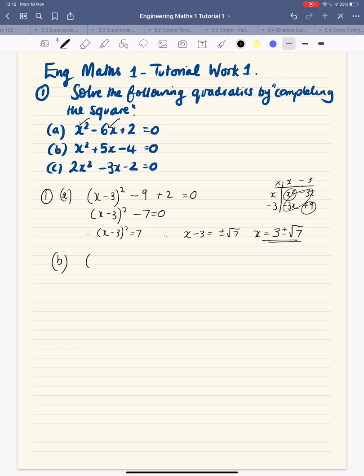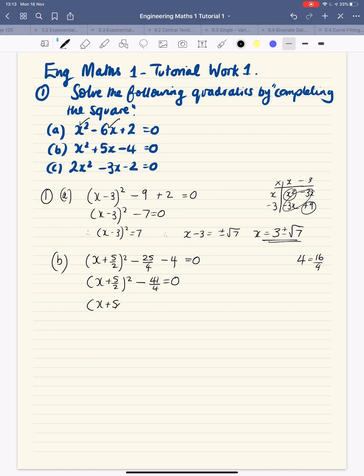So for b, it's going to be x plus 5 over 2 squared. We always start by halving this number, put it in there, as well as the x, bracket squared. So then we take away the 25 over 4, which is 5 squared, 25, 2 squared is 4. And then we subtract the 4, which we actually wanted there as well, equals 0. So we've got x plus 5 over 2 squared. 4 is 16 over 4, remember. So this is minus 25 over 4, minus 16 over 4.